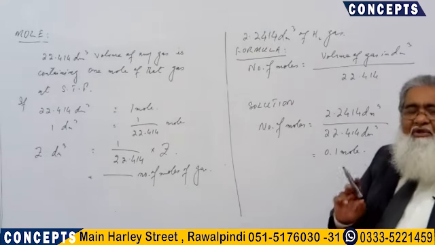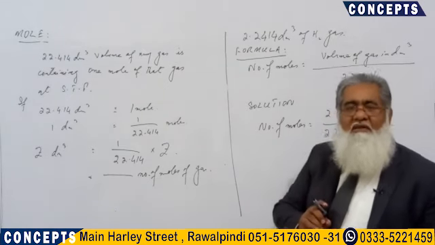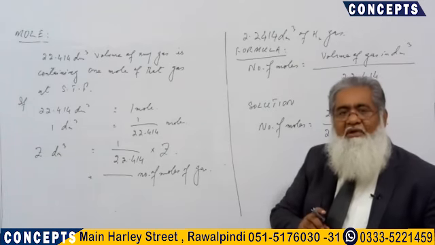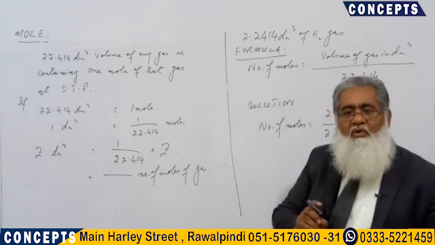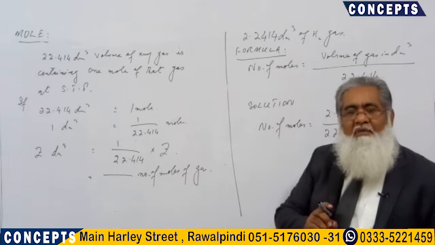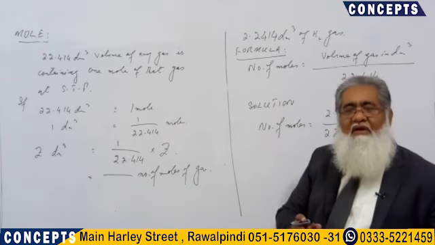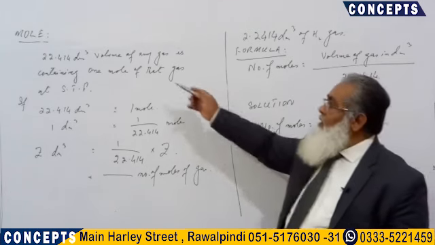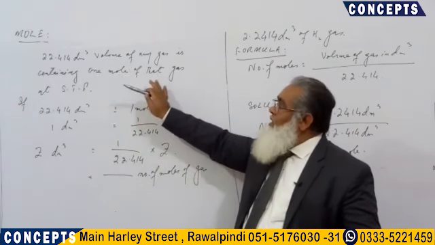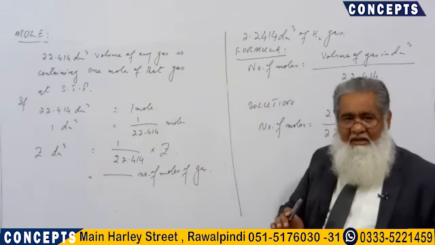Now, we have studied 3 different definitions of a mole: atomic mass, molecular mass, formula mass of a substance expressed in grams is called a mole. Then, the mass of substance in grams which contains 6.022 × 10^23 particles. Those particles may be atoms in case of element, molecules in case of molecular compound, and formula units in case of ionic or covalent network substance. And the third concept of mole, that is 22.414 cubic decimeter volume of the gas that contains 1 mole of that gas at STP.